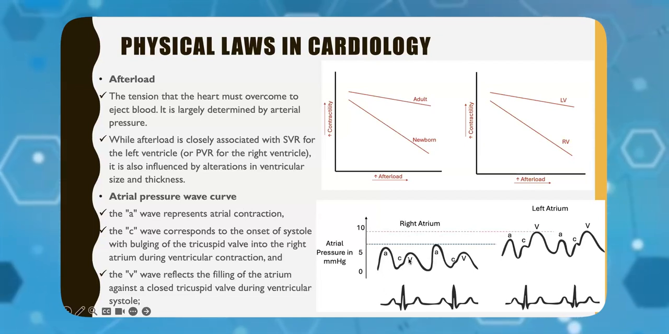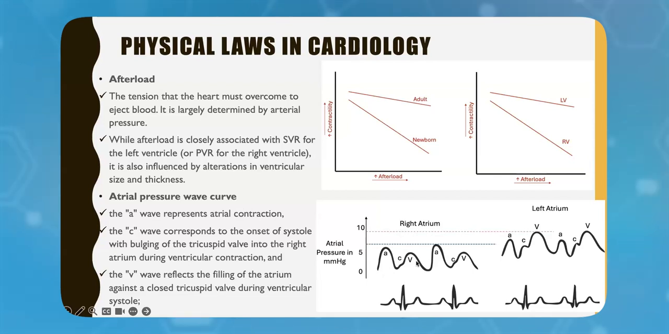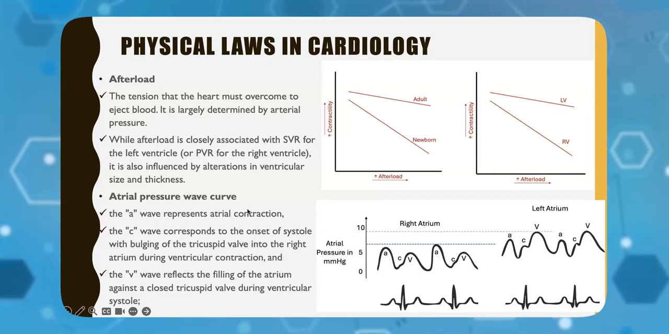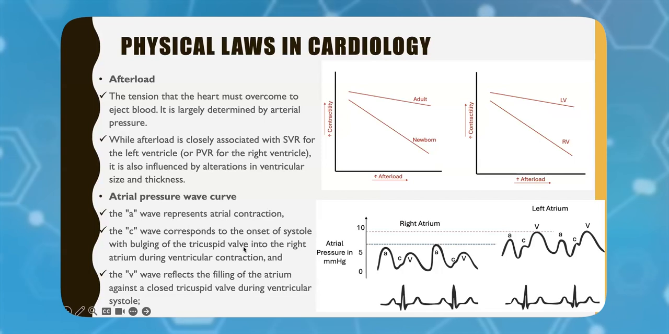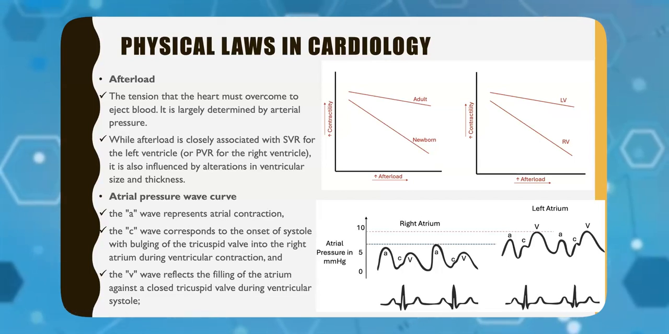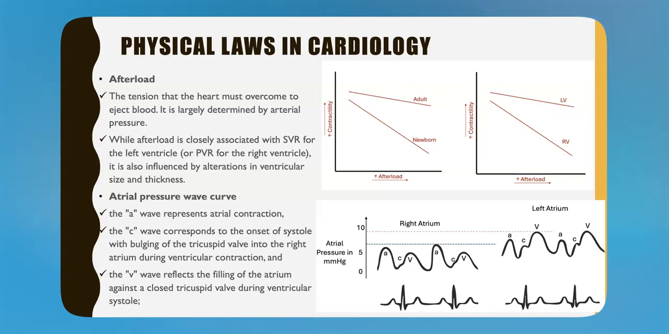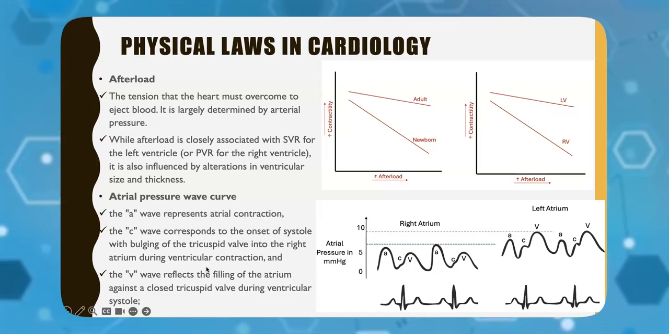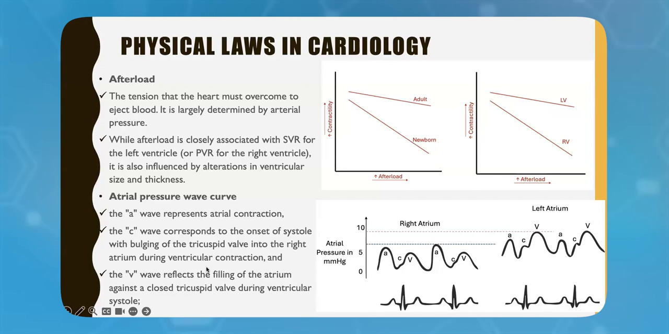Both of these have three positive waves, these are the atrial waves, which are similar to the JVP waves, right? Everybody knows why the A wave, C wave, and V wave happen. The A wave is due to atrial contraction. The C wave corresponds to the onset of systole with bulging of the tricuspid valve into the right atrium. This is the RA wave pattern. In the LA, it will be bulging of the mitral valve into the LA, right? And the V wave is the filling wave. When the blood fills into the corresponding atrium, they will have the V wave.